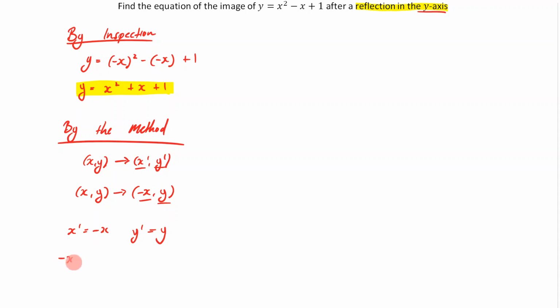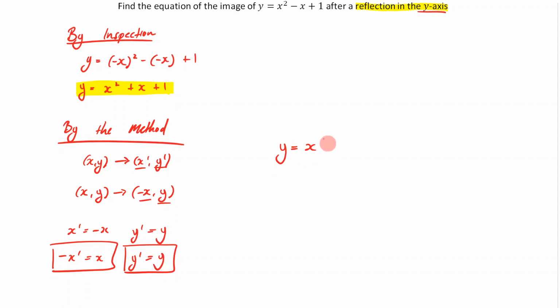So it's going to be negative x dash is equal to x. And then over here, it's just y dash is equal to y. It's already done. I'm now going to take these and I'm going to sub them into my original equation that I was given. So into my y spot, I put y dash. And into my x spot, I put negative x dash.